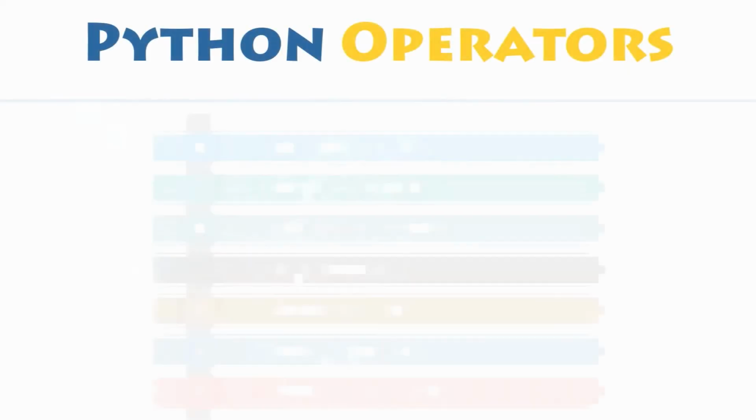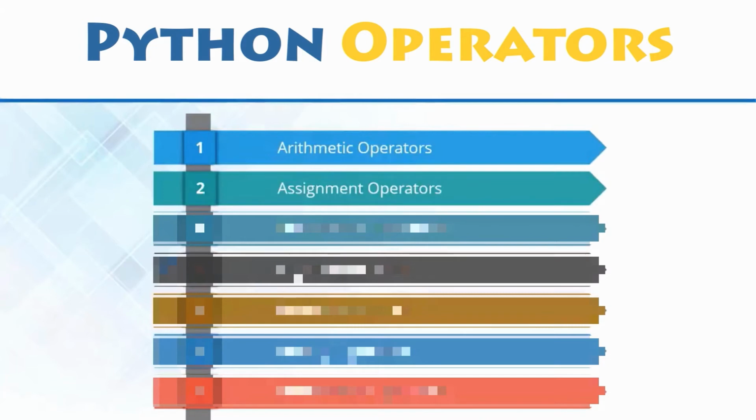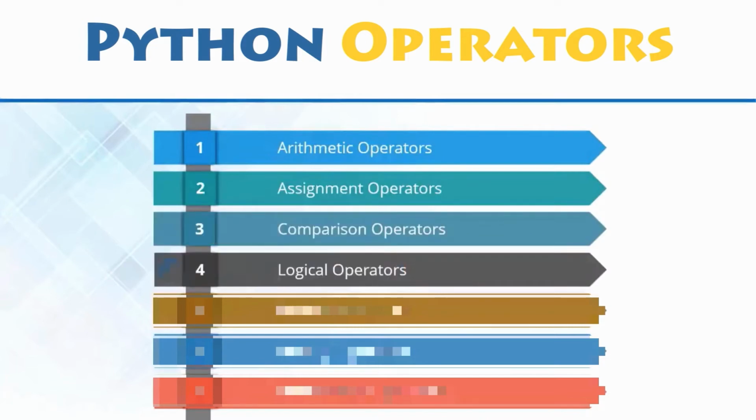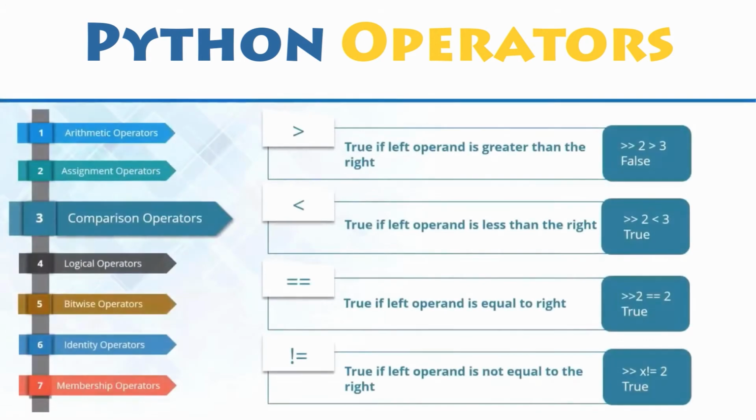Types of operators. Depending upon the type of operations you want to perform, there are 7 types of operators in Python: arithmetic operators, assignment operators, comparison operators, logical operators, bitwise operators, identity operators, and membership operators.